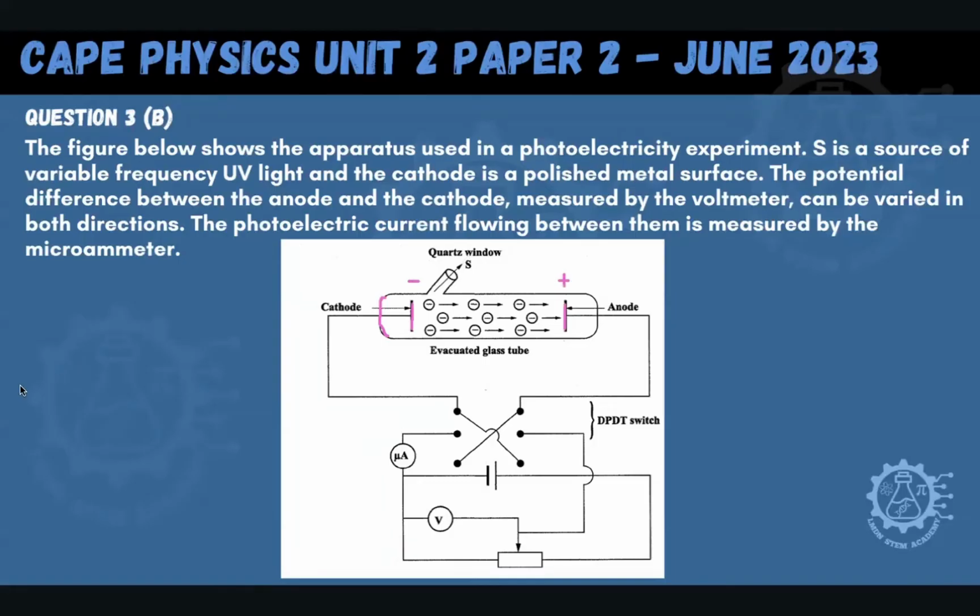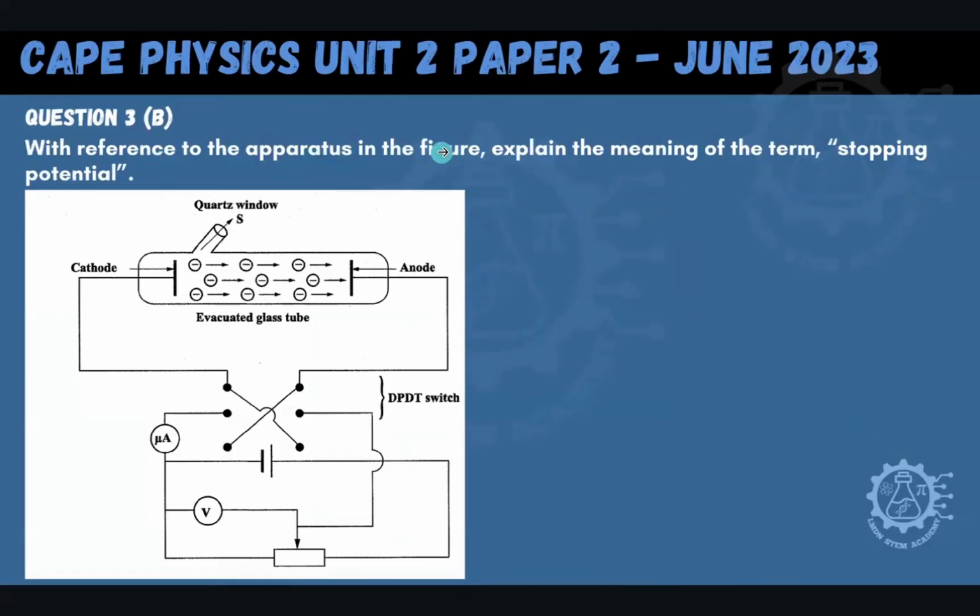Okay, so let's go ahead now. With reference to the apparatus in the figure, explain the term stopping potential. So again, remember, this is our metal surface here. This is our cathode, and generally that's negatively charged. And then we have our anode here, which is positively charged, and that's where the electrons are running. The electrons themselves that leave the metal surface are negatively charged. They're going to be repelled away from the cathode, and they're going to run towards the anode, which is positively charged.